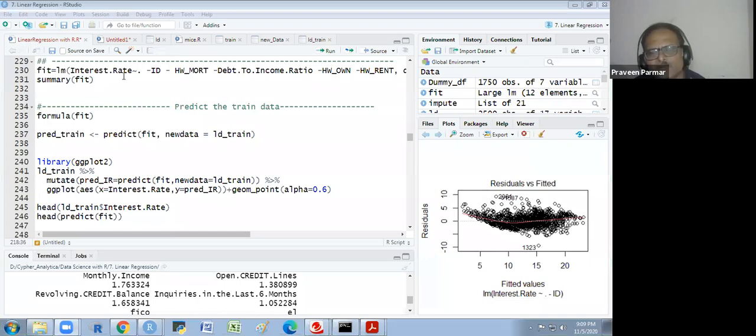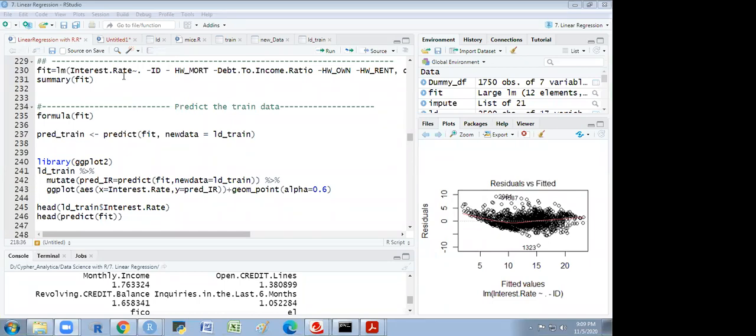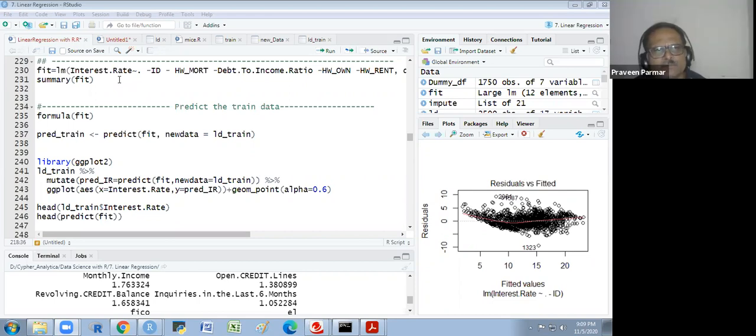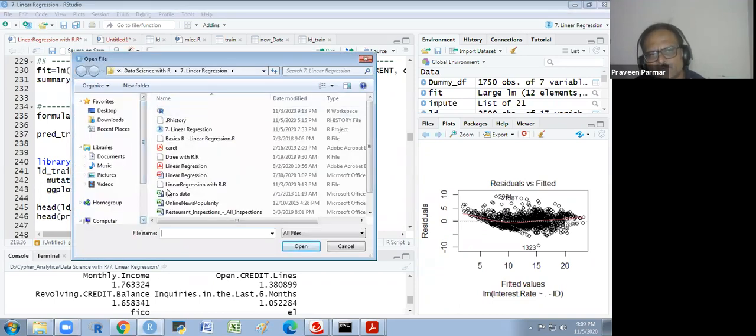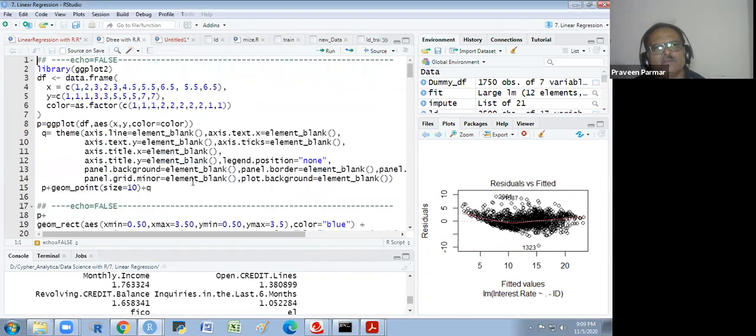What you were asking? I will share the screen. How to upload the R script? One thing you could do is open the folder, and wherever your script is, you will see the .R extension. I just click here, D tree with R. You will see I have got this D tree with R here.